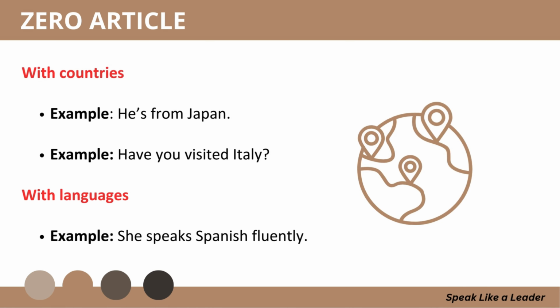As mentioned before, do not use any article with countries. Let me remind you, the only countries that take articles are the ones that are written with initials or are in plural form, like the US, the UK, and the Netherlands. With all other countries, we use a zero article. So he's from Japan. Have you visited Italy? The same thing applies with languages. She speaks Spanish fluently, not she speaks the Spanish fluently.